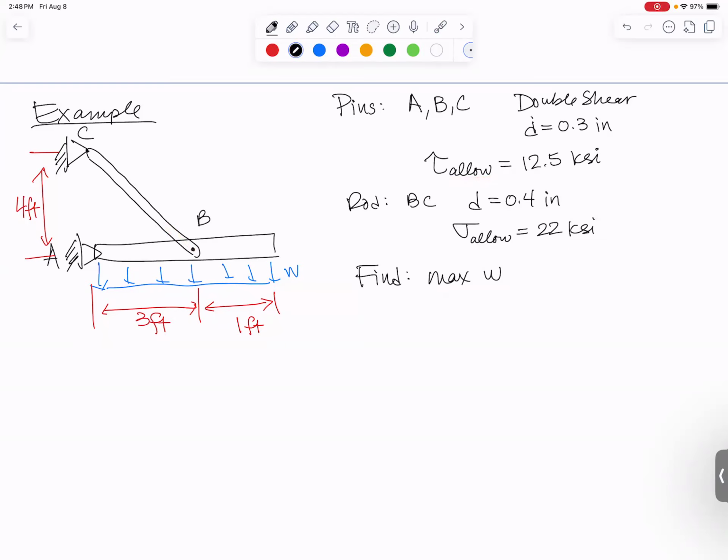So free body diagram. And what should we draw the free body diagram of? Well, there's only 2 things. We've got this horizontal bar that has our loading on it. That's probably a good candidate.